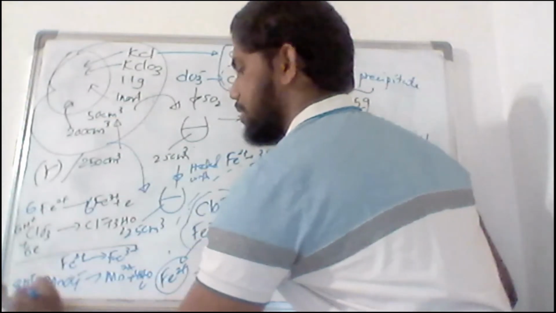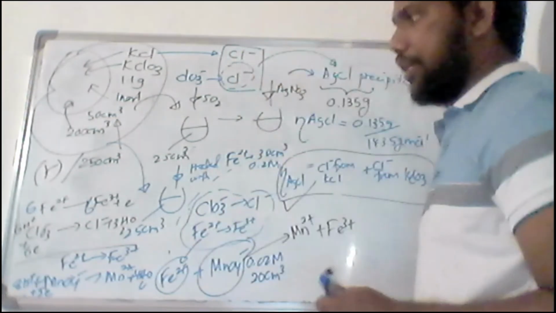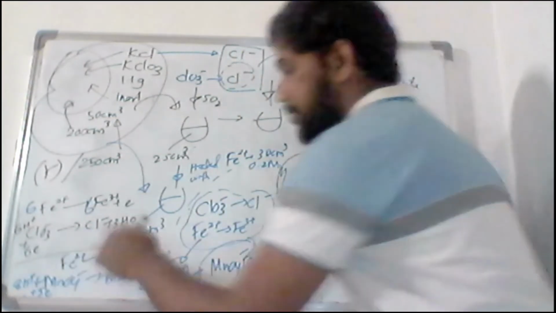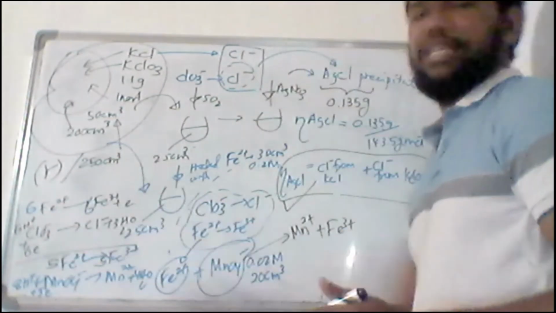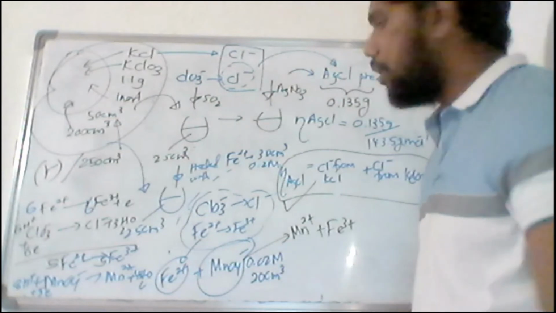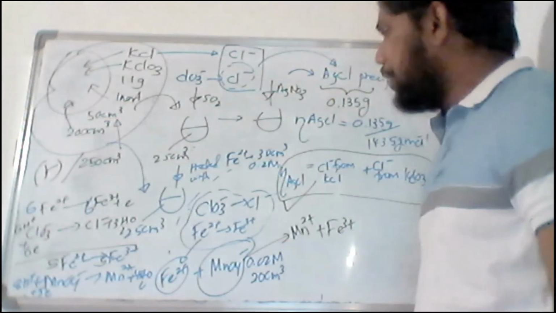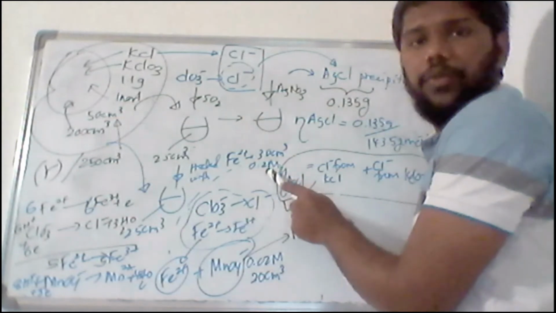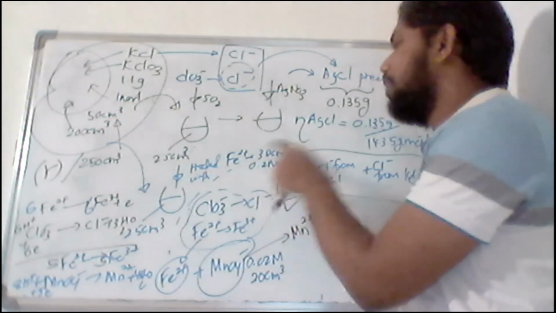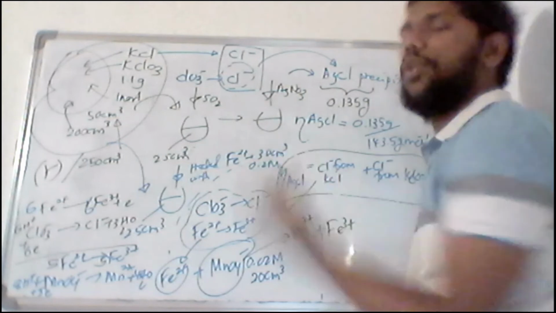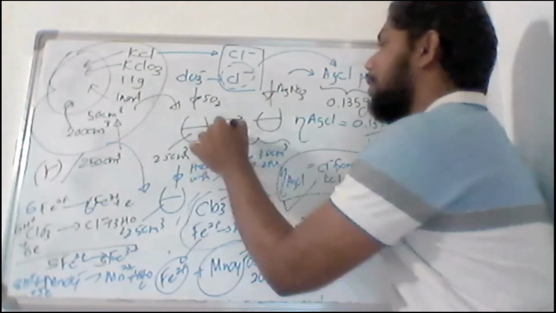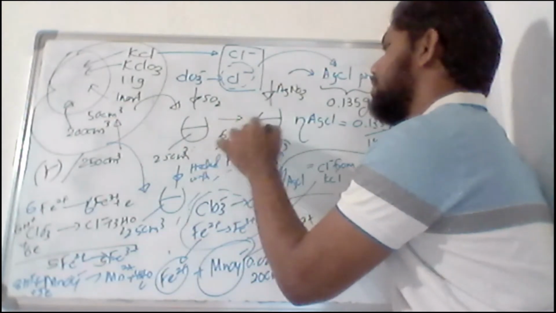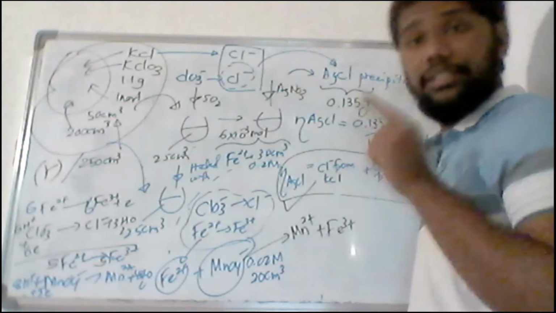So 4 H2O, 8 H plus, and 5 electrons. Again, I want to balance the amount of Fe2 plus with respect to Mn, so I have to put 5 here and 5 here. These are basic things in balancing. Then we know the initial amount of Fe2 plus. It will be 0.2 M times 30 cubic centimeter times 10 to the power minus 3, which will give you the initial amount as 6 into 10 to the power minus 3 moles. So this is the initial amount.